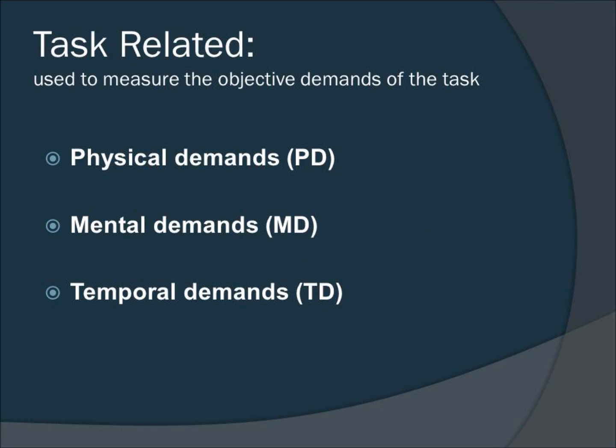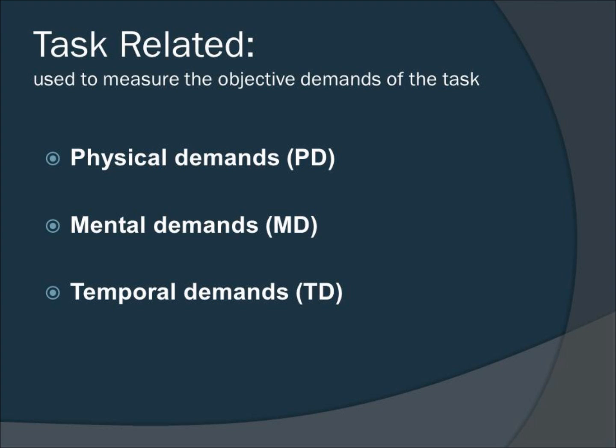The task-related scales. These are used to measure the objective demands of the task. They include physical demands, mental demands, and temporal demands. It is believed that having separate scales for physical and mental demands for a task is more effective in the accuracy of workload measurement as opposed to keeping one single task demand scale.